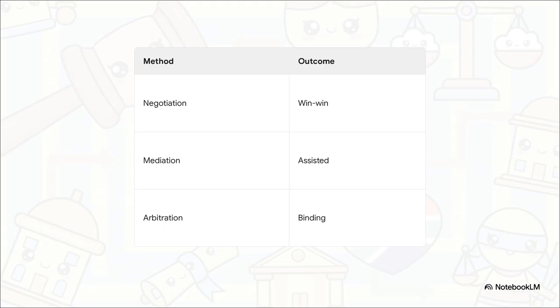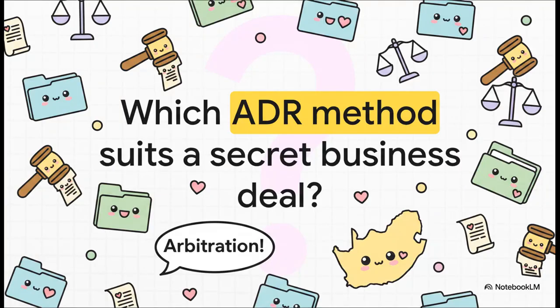The mediator doesn't decide the outcome for you, they just expertly guide the parties. Finally, arbitration. This is a private mini-court with 100% third-party decision-making. The arbitrator listens to both sides and hands down a final, binding decision. But remember, linking back to what we learned earlier, you cannot use arbitration for criminal matters or matters of status, like a divorce.